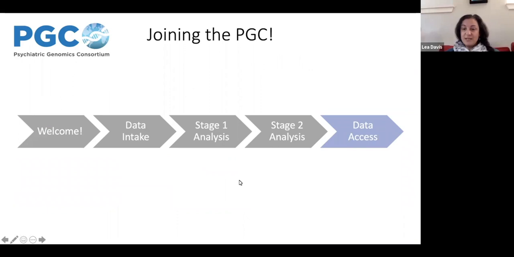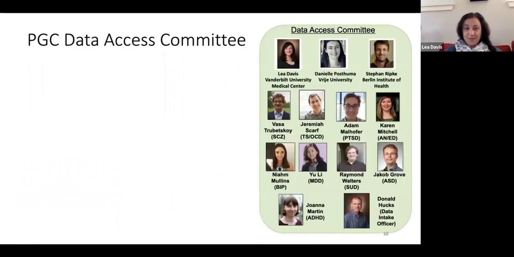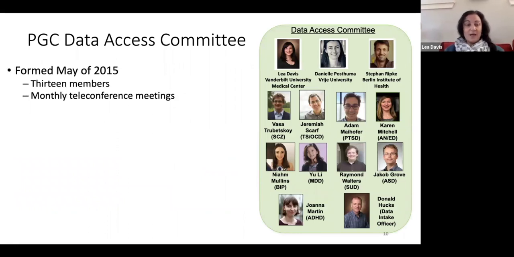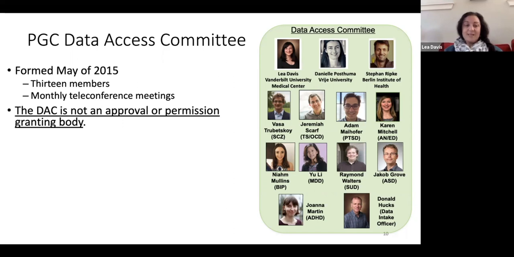All right, so next we'll move to data access. So again, like the data receiving committee, we have a data access committee. This committee was formed in May of 2015, and we have about 13 members on this committee. And we have, again, monthly teleconference meetings where we work on the pipeline and try to identify any sticking points and make improvements as needed. It's important to understand that the Data Access Committee is not an approval body, nor is it a permission granting body. And we'll go through that a little bit in the subsequent slides.